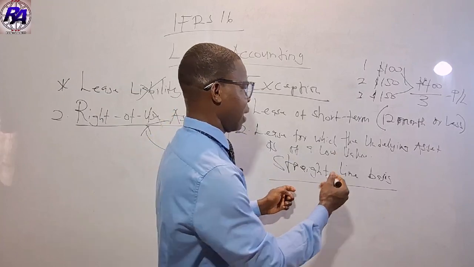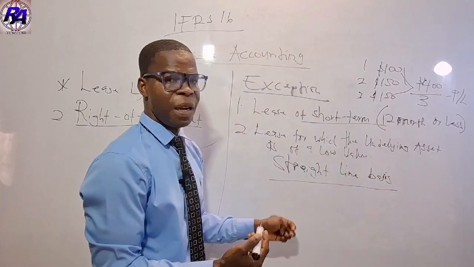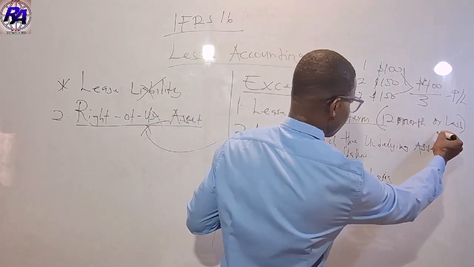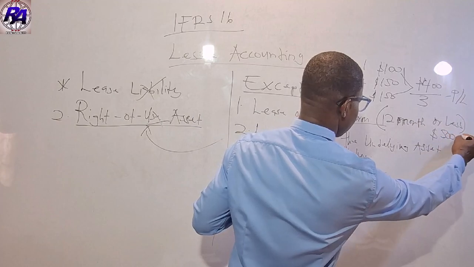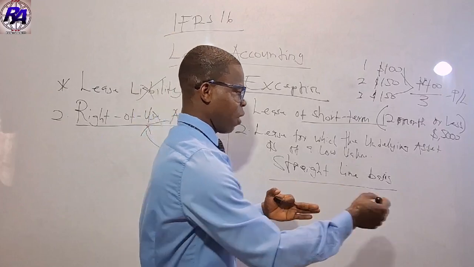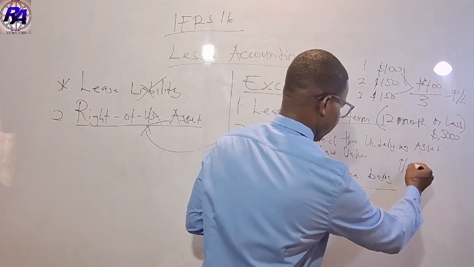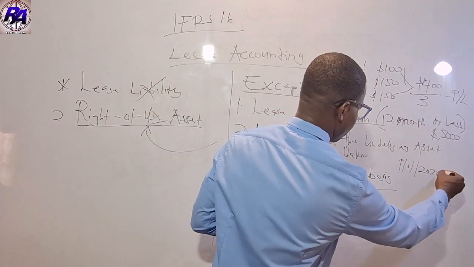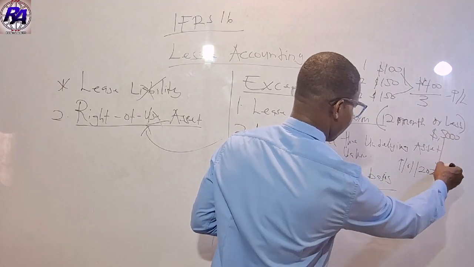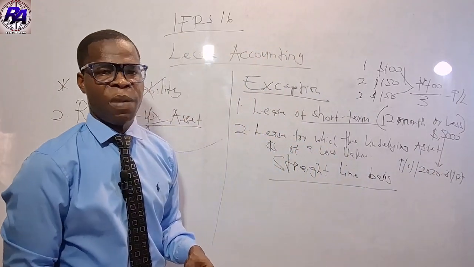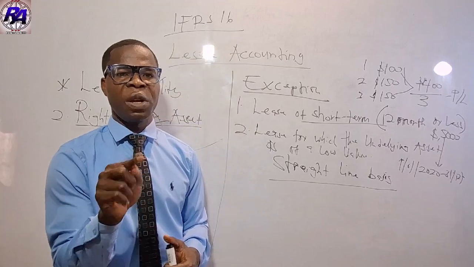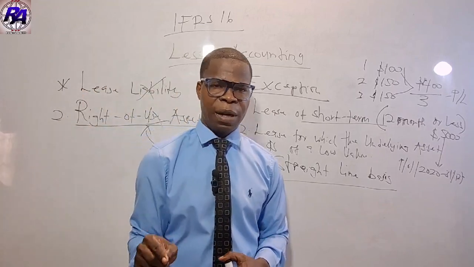So for instance, assuming that we've rented or leased an asset, and the lease payment is going to be, let's say, $5,000, but this is of a short term, for just 8 months, and it's occurring between the period of 1st of January 2020 to maybe 31st of December 2020. That means you account for this 5,000 lease payment as an expense in the profit or loss in the period from 1st of January 2020 to 31st of December 2020.